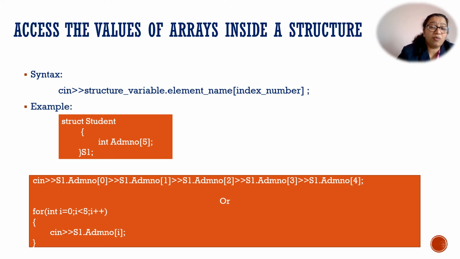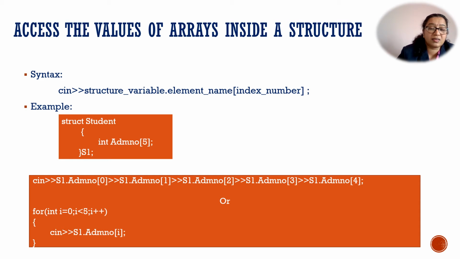So how can we access the values for this admission number? The syntax is cin, structure variable, dot, element name. So here we write cin, S1 is the structure variable, so S1 dot ADMNO, ADMNO is the element name, then in the square brackets the index number. The first index number is 0. Then again S1 dot ADMNO of 1, then S1 dot ADMNO of 2, then S1 dot ADMNO of 3, then S1 dot ADMNO of 4.